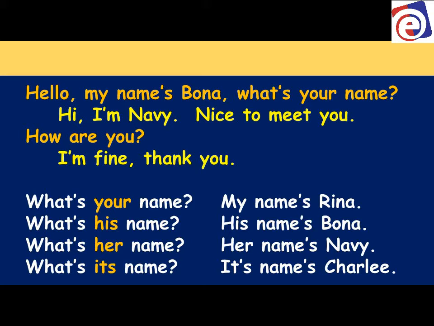Hello, my name's Mona. What's your name? Hi, I'm Navi. Nice to meet you. How are you? I'm fine, thank you. What's your name? My name's Rina. What's his name? His name's Mona. What's her name? Her name's Navi. What's its name? Its name's Charlie.